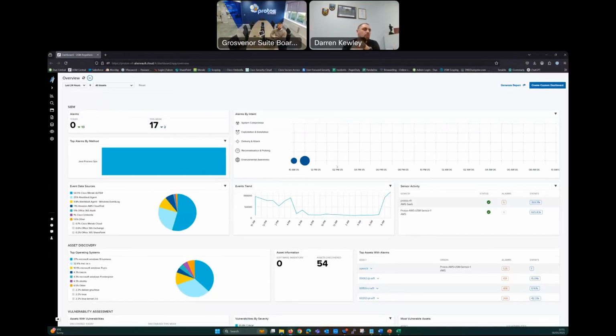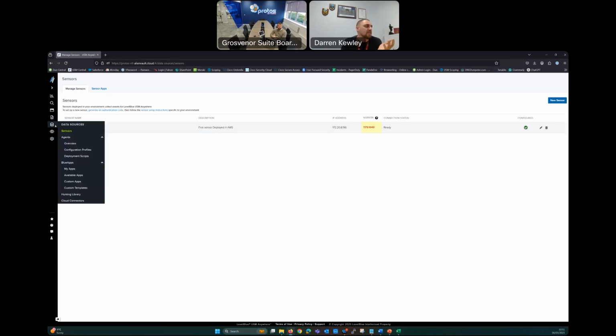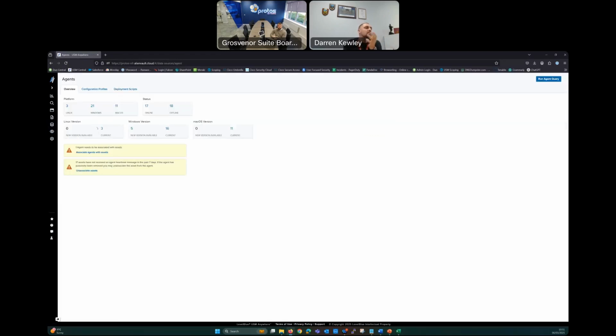The key thing for us is what we can monitor. So getting data into here. So we deploy sensors. We've got a sensor in AWS for us. But then we deploy agents across our estate. So across our 30 odd machines, Linux, Windows, Mac OS, we deploy those agents that are constantly monitoring for that. So that's getting that information from our Windows systems, Mac OS and things like that.